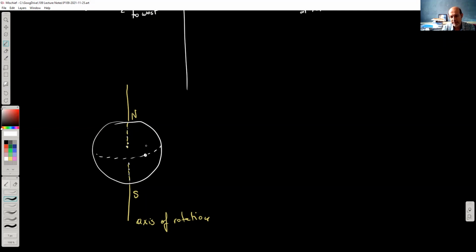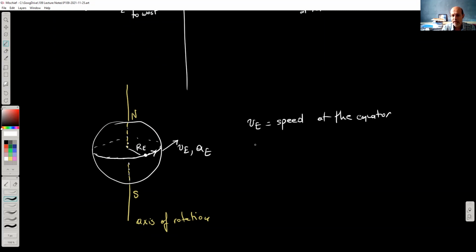The simplest one is a person on the equator. In that case, the trajectory, or the orbit, is the equator. I'm just going to call the radius of the Earth R_E, the speed in here V_E, and the acceleration A_E. So V_E is the speed at the equator, and A_E is the acceleration at the equator. So these are the values.